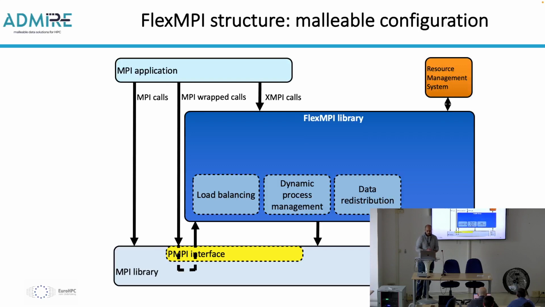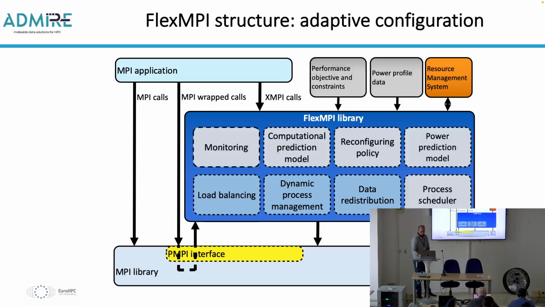So then, depending on the type of jobs that we have identified previously, we have different functionality. Basically, load balancing, dynamic process management, and data redistribution. But FlexMPI can provide different functionalities related to monitoring, computational prediction models, different reconfiguration policies, etc. So it is not just a framework to provide malleability. It is designed to improve generally whatever kind of MPI-based application.